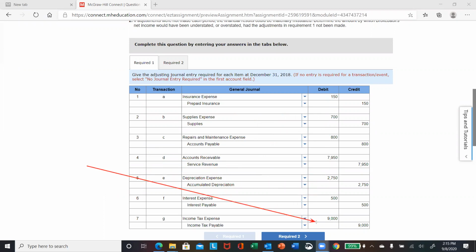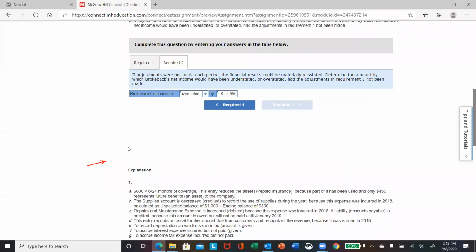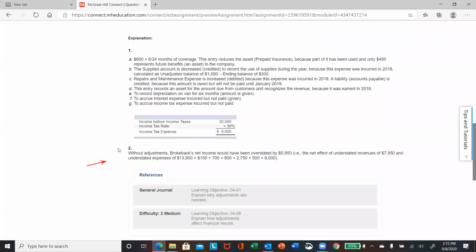Add up your expenses. And then, of course, you had a revenue that you would have recorded. So net the expenses against the revenue. And so what would happen then is income would have been overstated, looks like, by 5950. And of course, this is just that calculation right there showing you, without the adjustments, without the revenues or the expenses, what would have happened to income. All right, that's my comments on this.